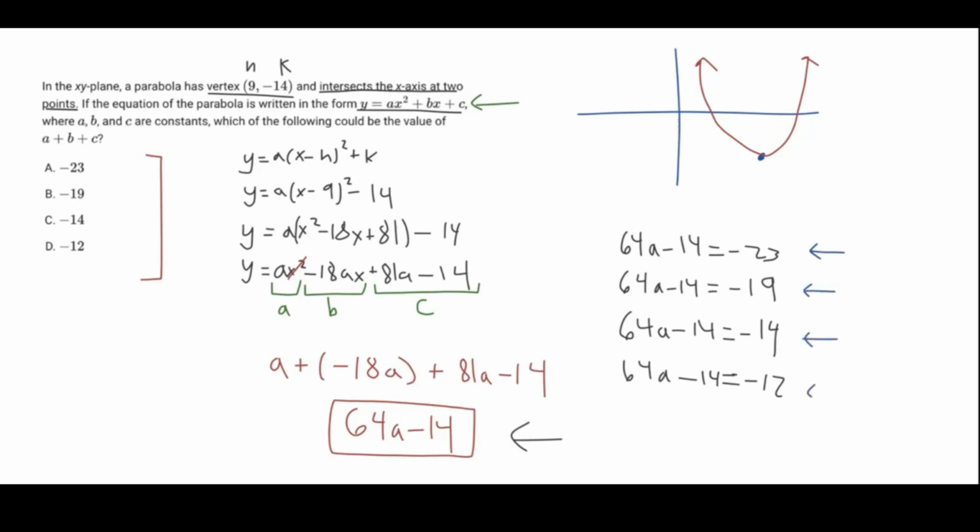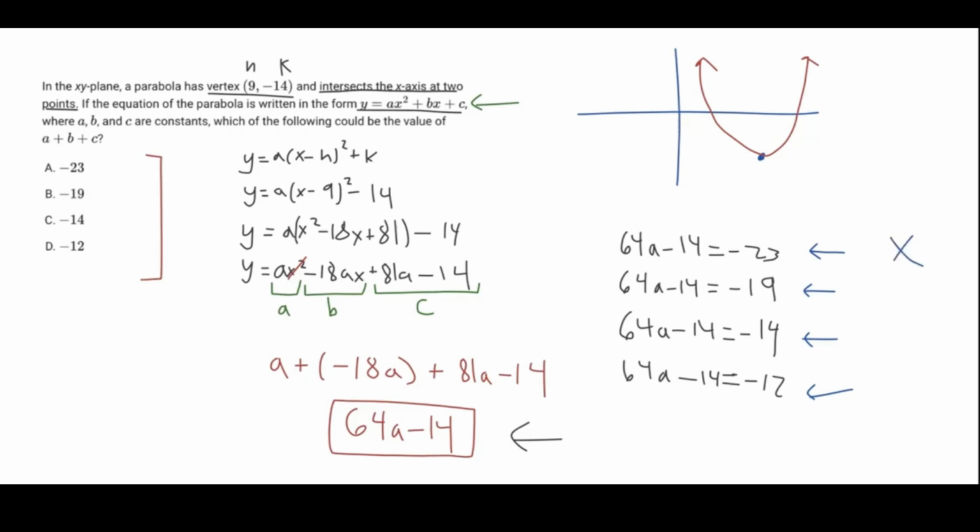So first off, for our first equation, if we just do some simple algebra, we can add 14 on both sides. But negative 23 plus 14 is going to give us a negative value. If we isolate for A, a negative value over 64 is going to give you a negative value for A. So this cannot be our answer because it'll be negative.